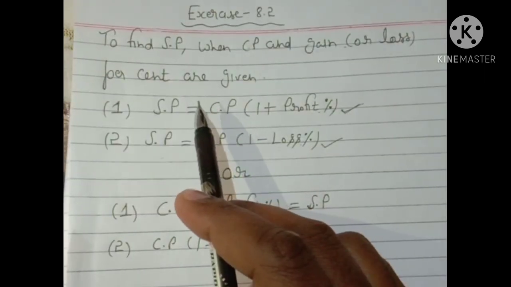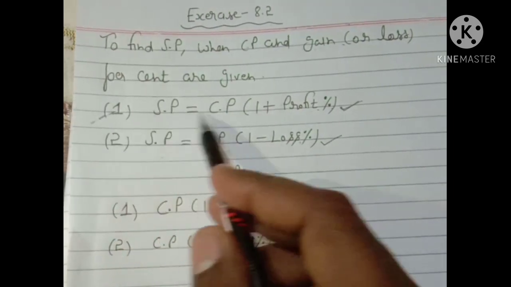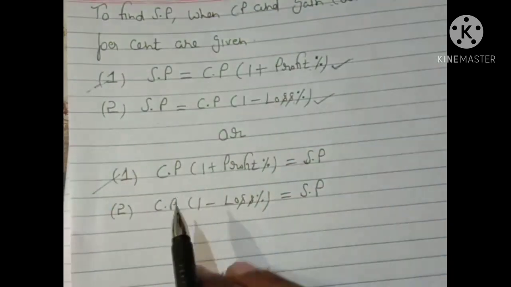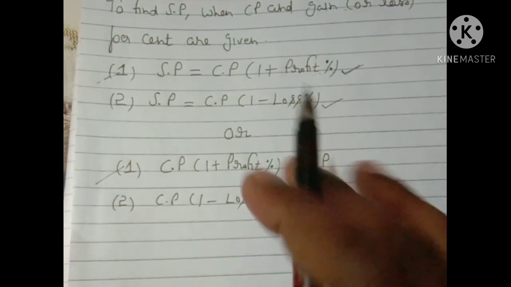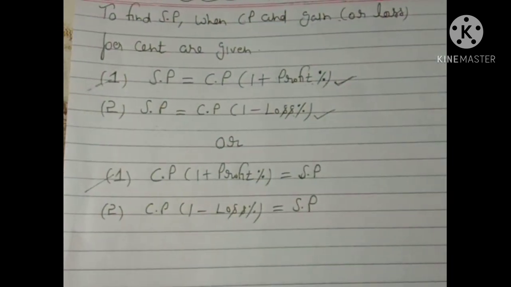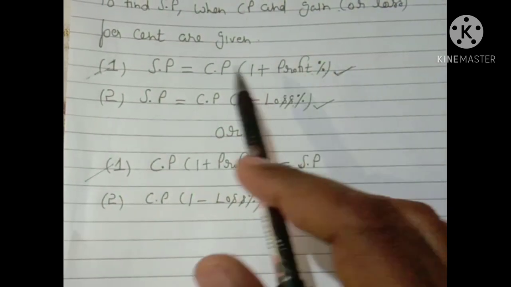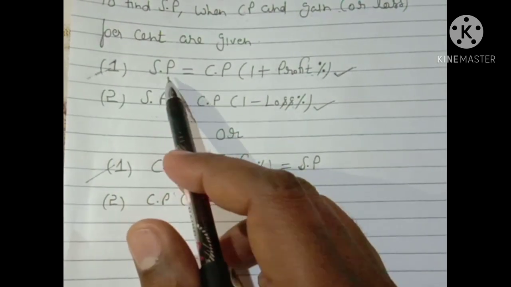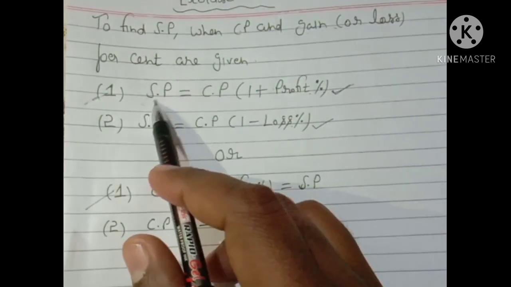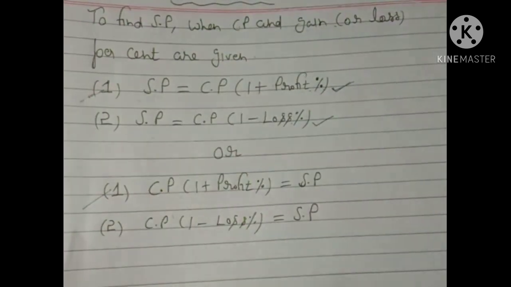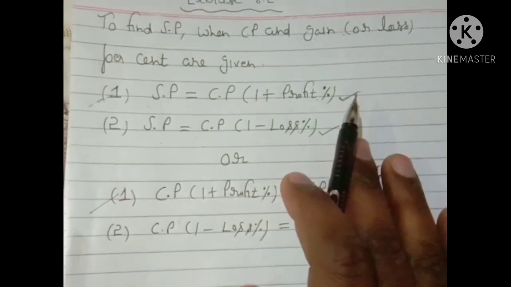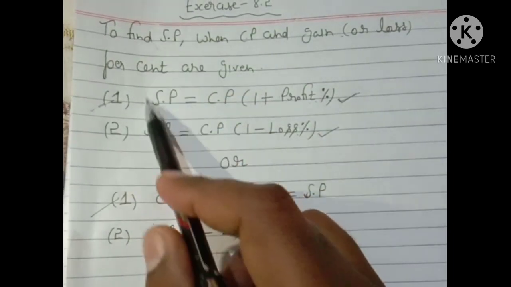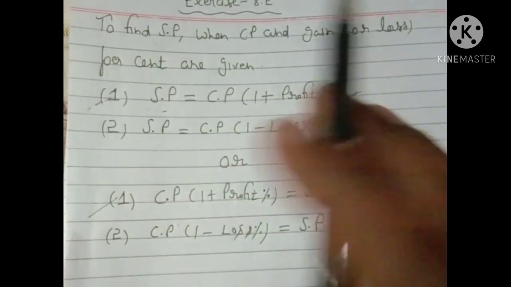Now you can see this first formula, SP is equal to CP into 1 plus profit percentage, and also this first formula, CP into 1 plus profit percentage is equal to SP. Both formulas are the same. So here you have to understand the important point, that you can apply this first formula in this way also. In the first formula I had taken the SP on the left hand side and the CP on the right hand side. When you want to find the value of the SP, you have to take the SP on the left hand side and the other values on the right hand side.